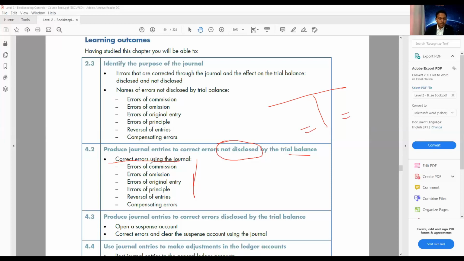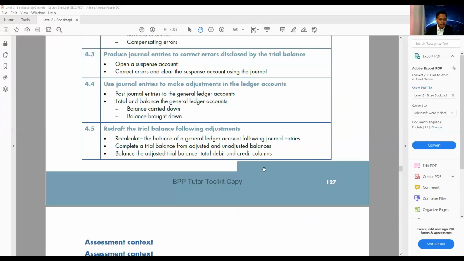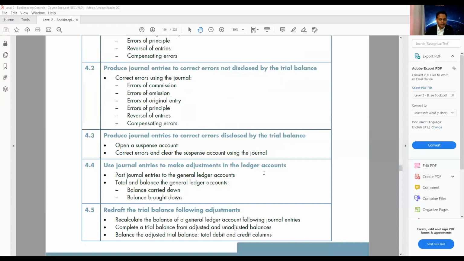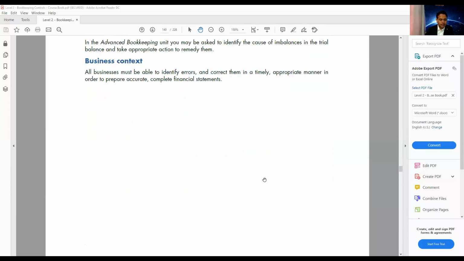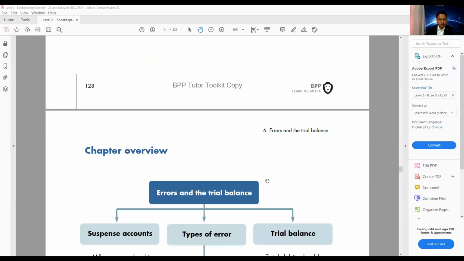Correct errors using the journals. So this is the correction of errors. We're not going to do that now because we'll do it in detail. So leave that for the time being. We want to see an example of every single error so that we can correct it. Okay, let's have a look.